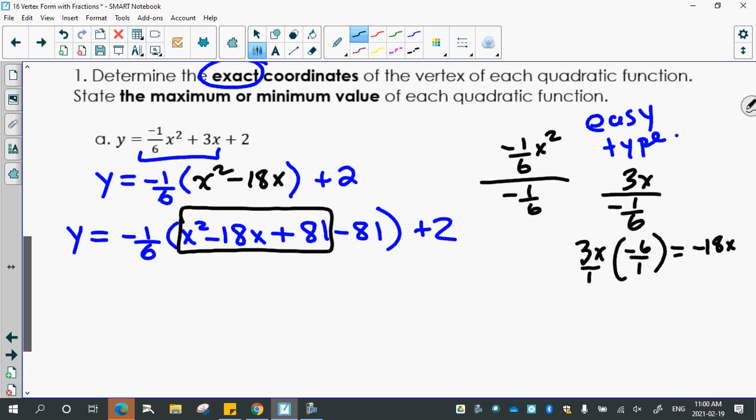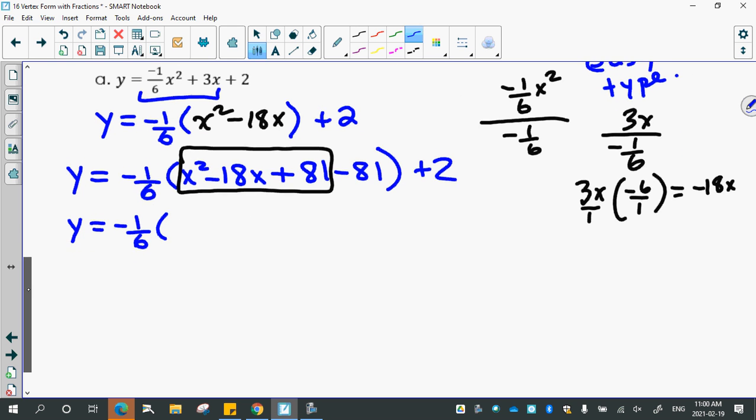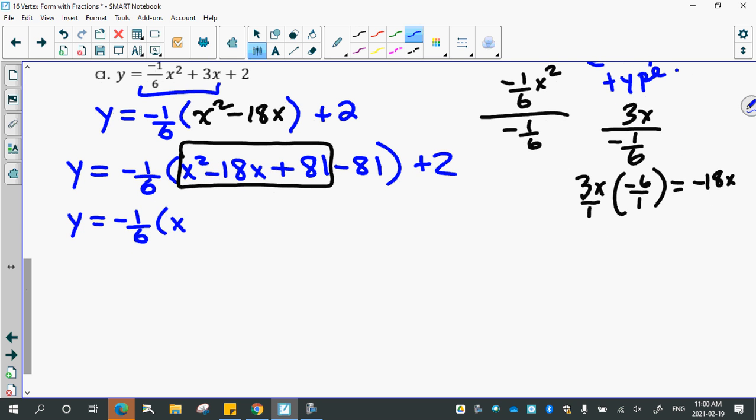Okay, so now we're on to the step where we factor that. So that's going to give me x minus 9 squared, since the square root of 81 is 9. But then the issue comes of getting that negative 81 out of the brackets. So I have to multiply it out, correct? So I'm thinking I have to do negative 81 times negative 1/6, right? To get it out, you multiply. How do I multiply those? Top by top, bottom by bottom, love it. So that's going to give me positive 81 over 6.